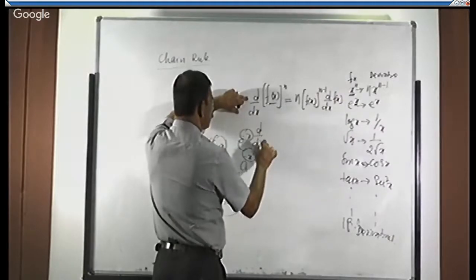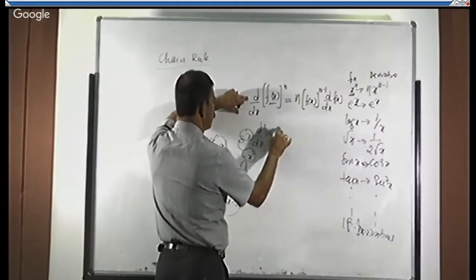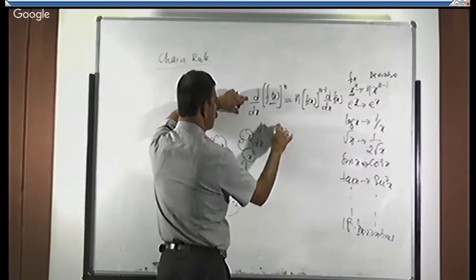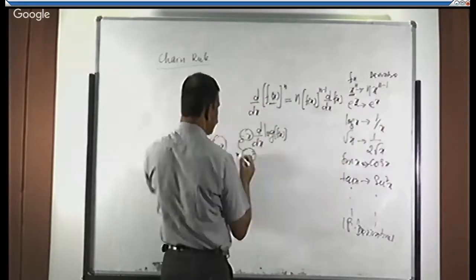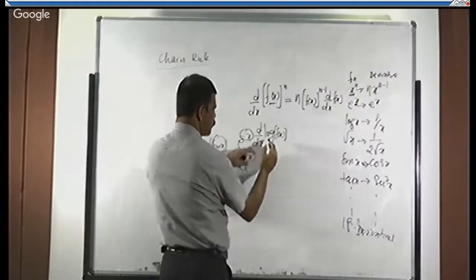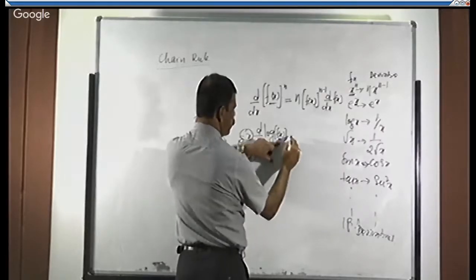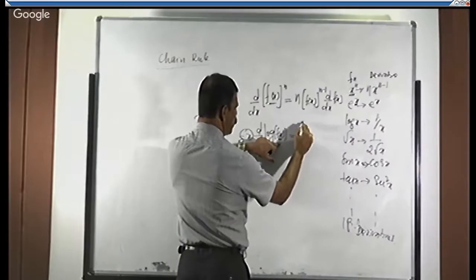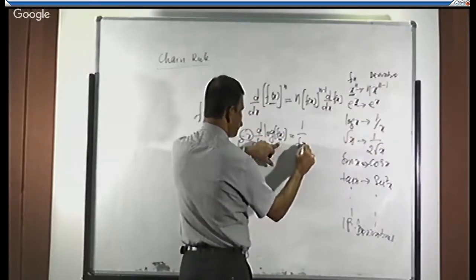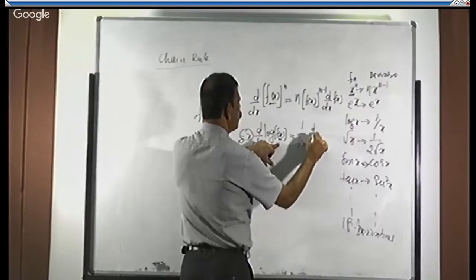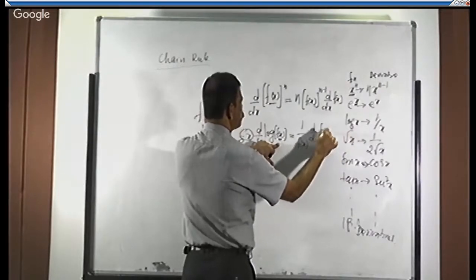d by dx of log function. For log x, what is the differentiation of log x? It is 1 by x. Here we have differentiation of what? Differentiation of log of function. For that, we should take it like that. For log x, it is 1 by x. For log function, it is 1 by function into d by dx of function.